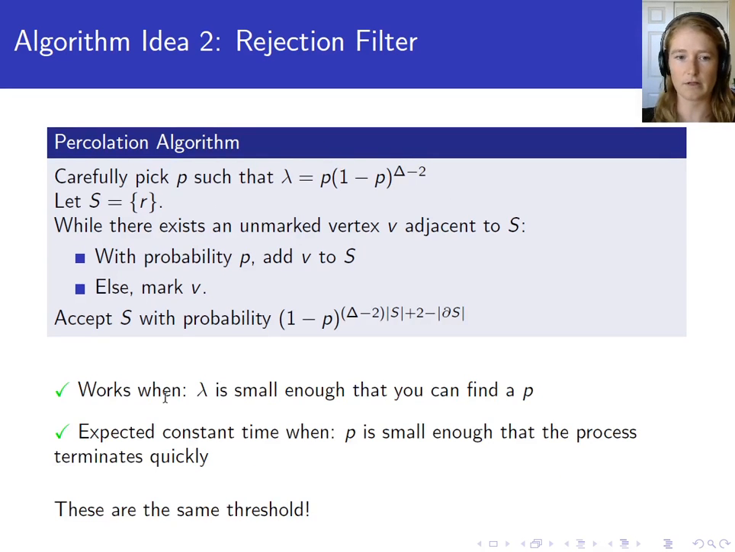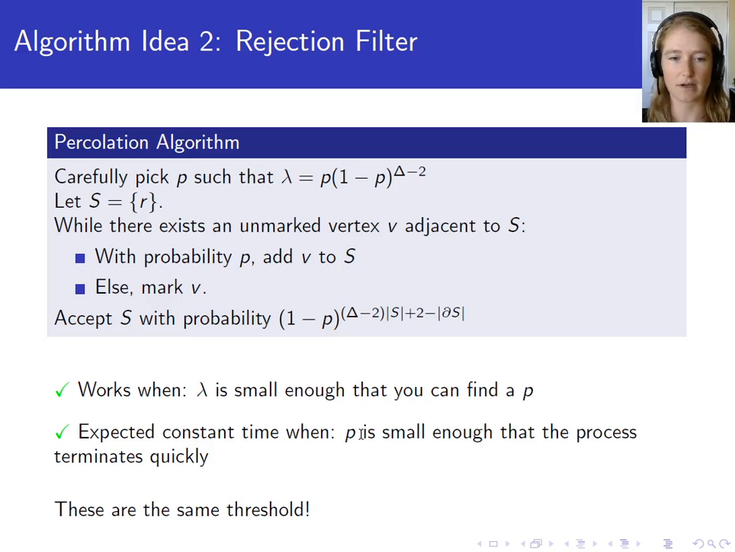So this algorithm works, first of all, when lambda is small enough so that you can find such a P. If we had a really large lambda, we wouldn't be able to find a P big enough to make this right-hand side here equal to lambda. But when lambda is small enough that you can find a P to make this work, that's when the algorithm is going to work. And this algorithm also takes expected constant time, when P is small enough so that this process terminates quickly.